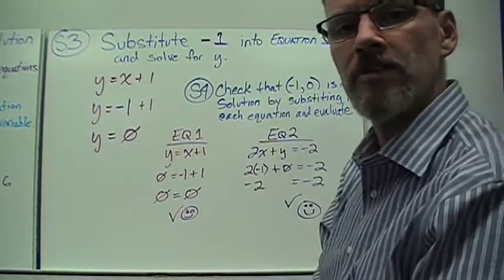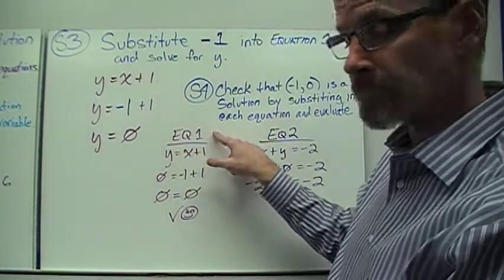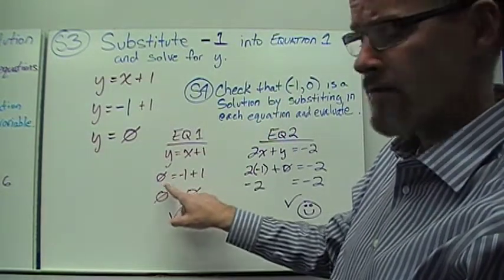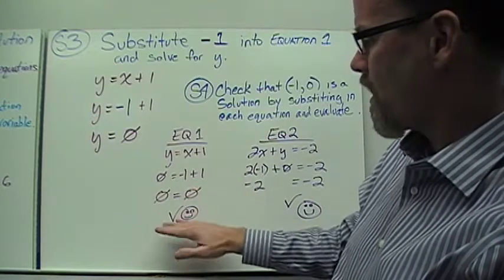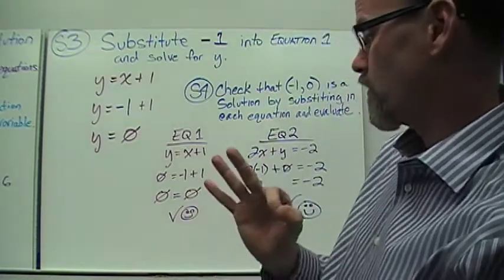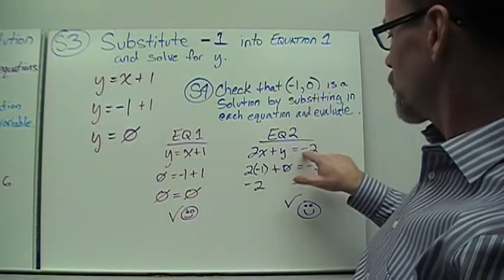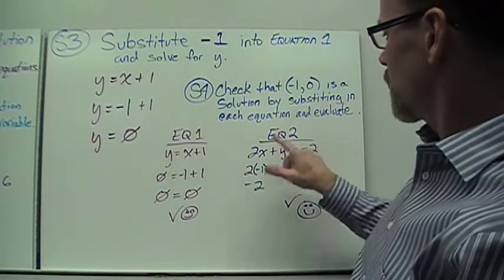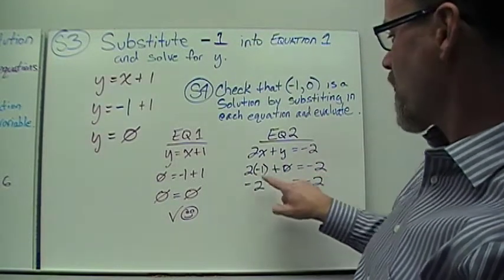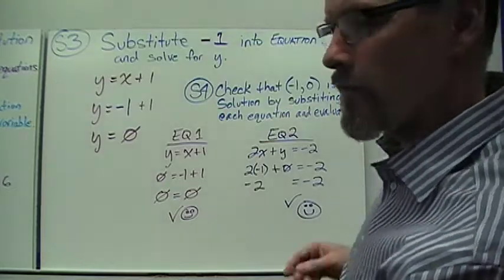Step 4 is checking it out. I'm going to put those into each equation and evaluate. Equation 1, y equals x plus 1. I just insert 0 for y, -1 for x, and I work it out. And I do in fact find out that 0 equals 0, and we're in good shape. So far so good. Equation number 2, 2x plus y equals -2. This was the original equation. Plug this in, -1 for x, 0 for y. Work it out, and in fact, we're a happy camper again. Great stuff. Let's try another example.